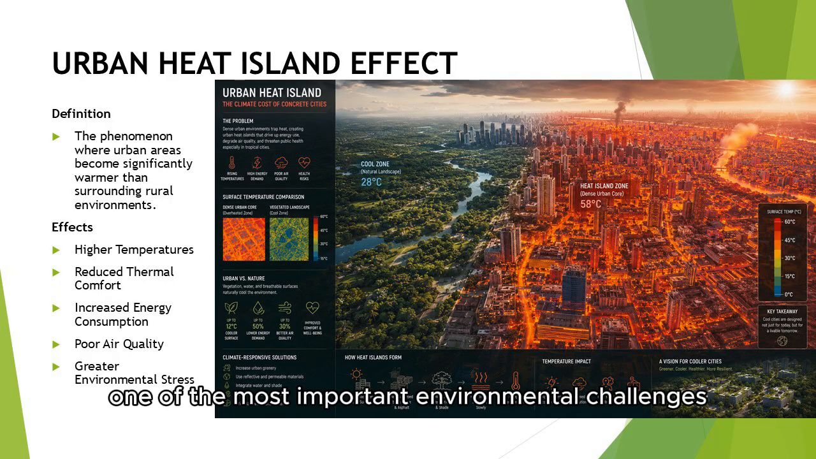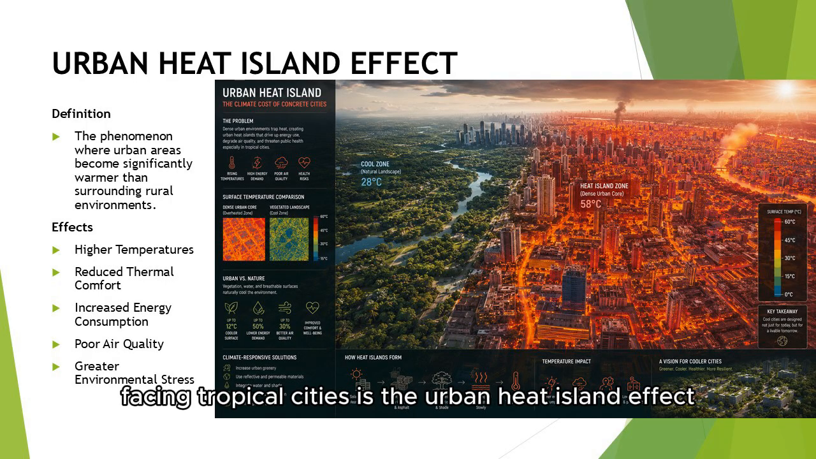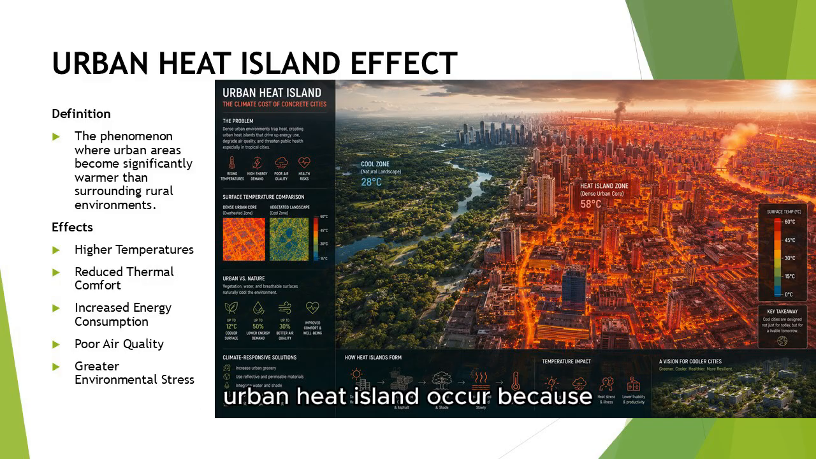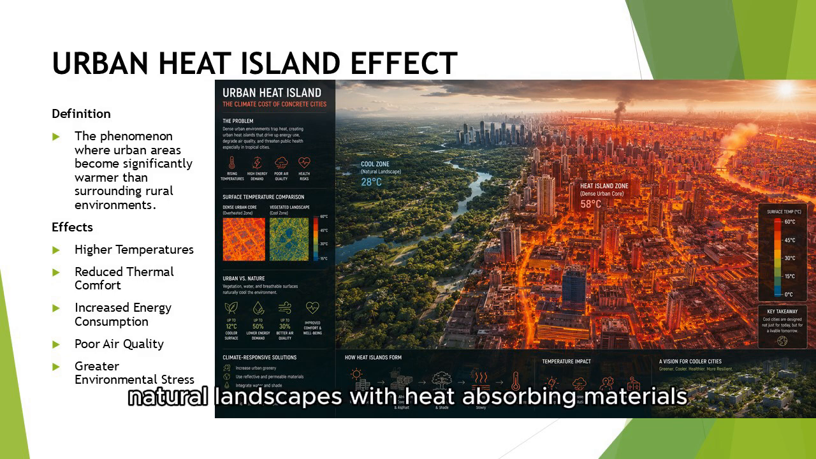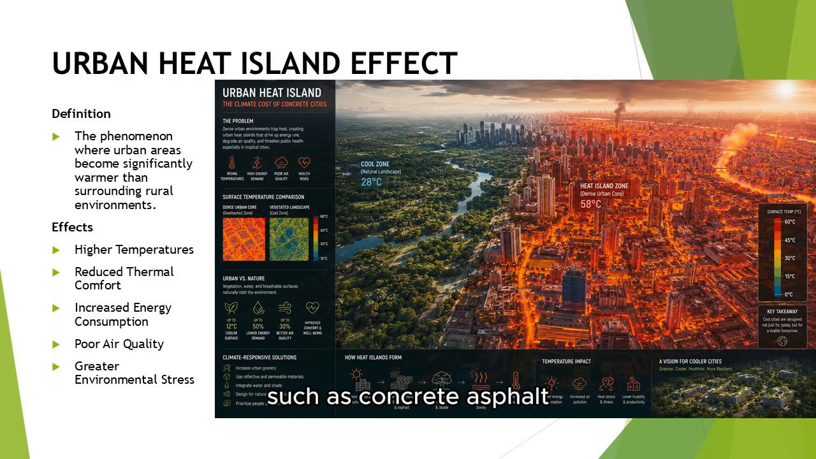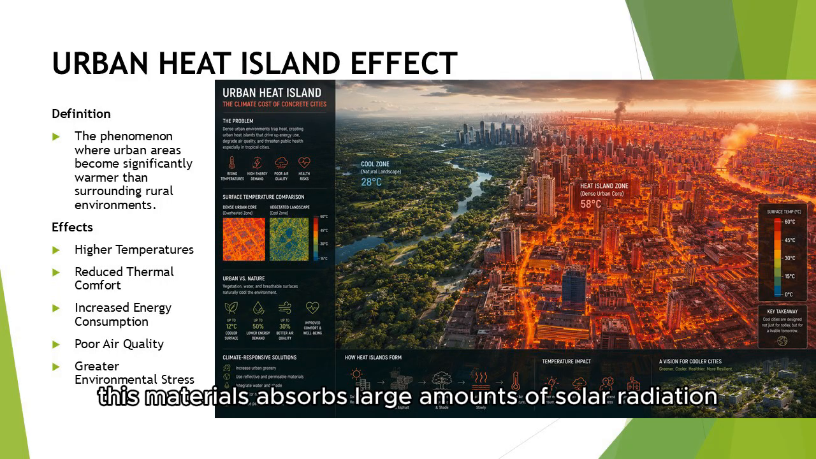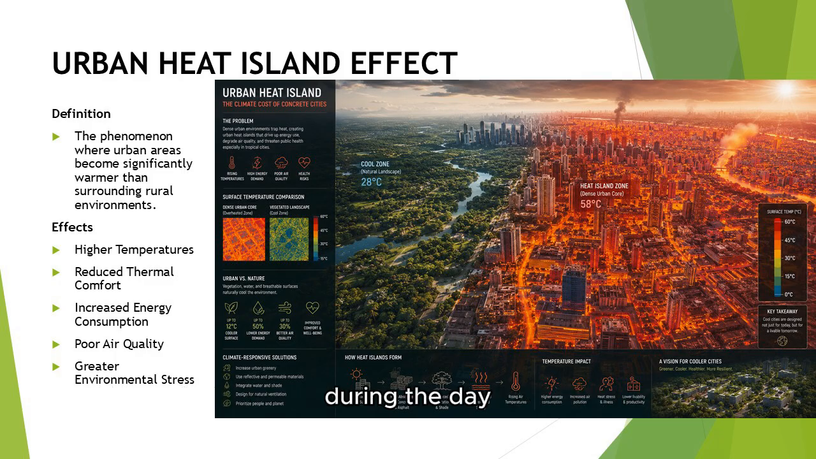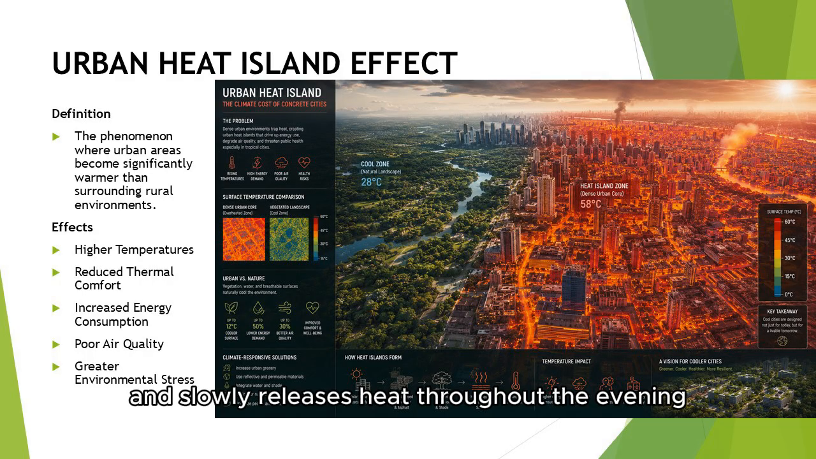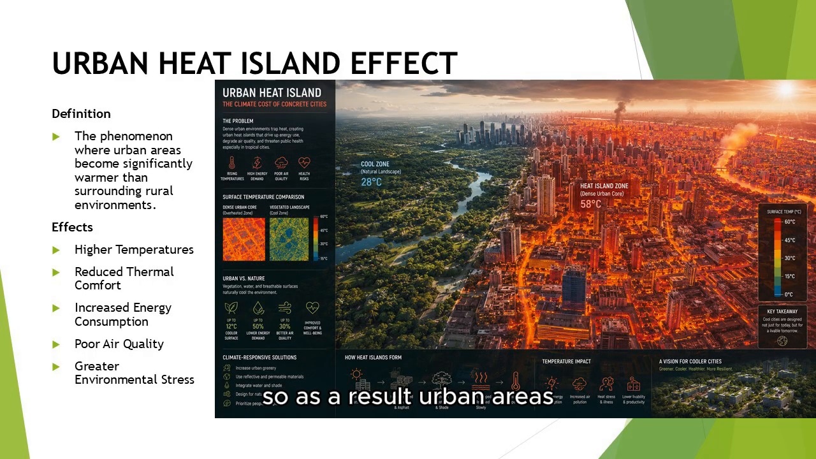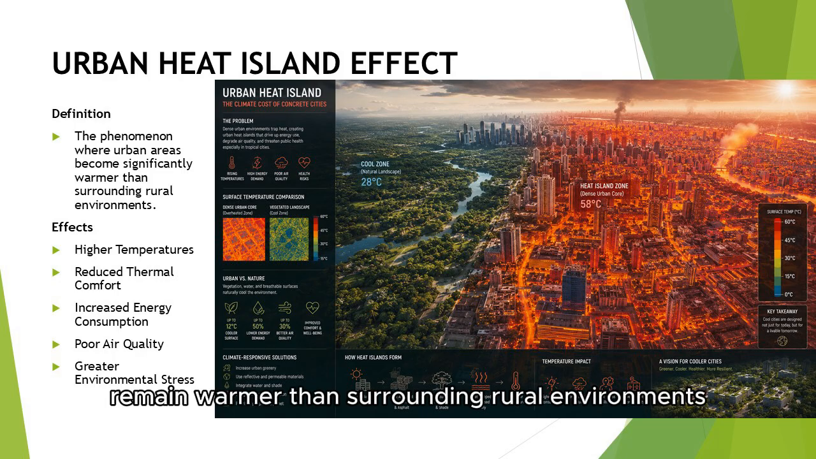One of the most important environmental challenges facing tropical cities is the urban heat island effect. Urban heat islands occur because cities replace natural landscapes with heat absorbing materials such as concrete, asphalt, glass, and steel. These materials absorb large amounts of solar radiation during the day and slowly release heat throughout the evening. So as a result, urban areas remain warmer than surrounding rural environments.